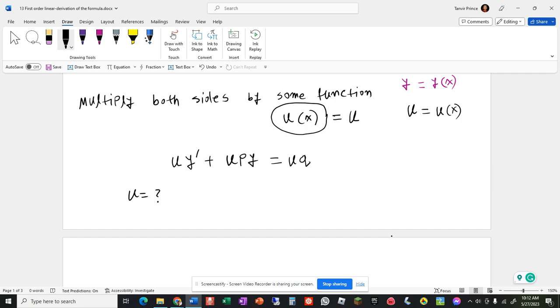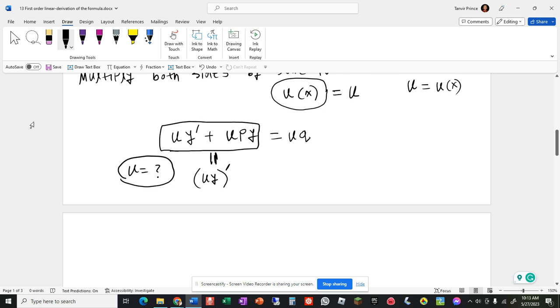What we want is such a u so that the left hand side will be equal to (uy)', the whole thing prime. So that is what we want. It's not going to be true for any u. There may be a very special u where this will happen. So the question is, what should my u be so that this equality is true? Can we find such a u? Let's try that, and then we'll come back to this equation.